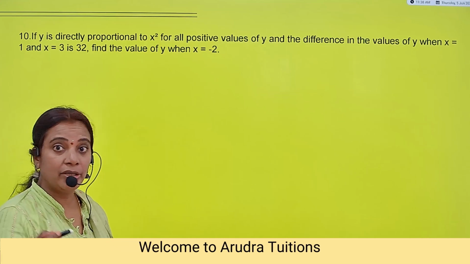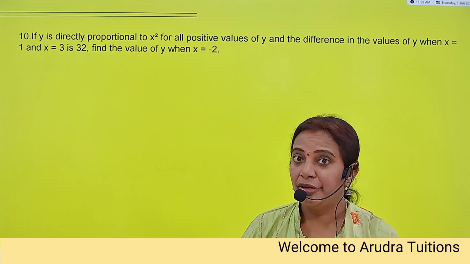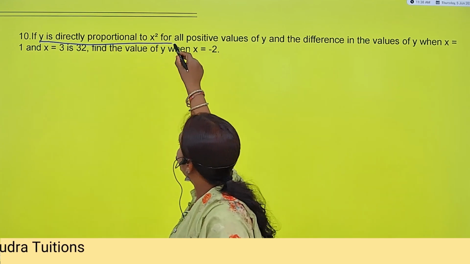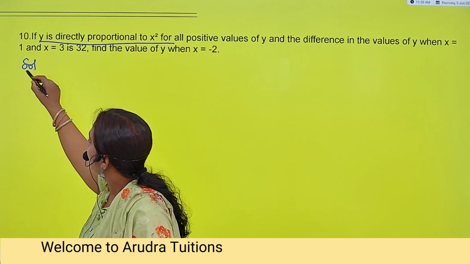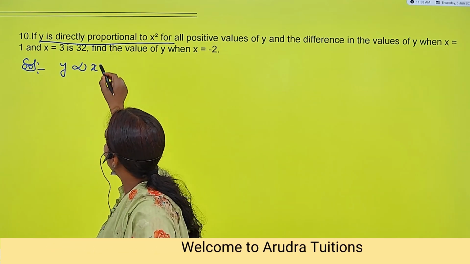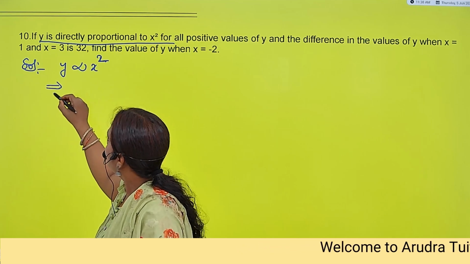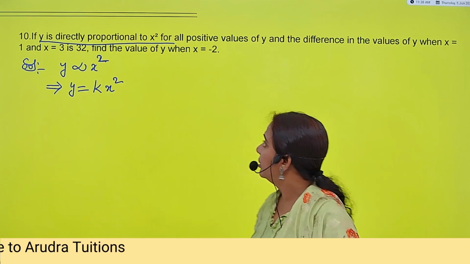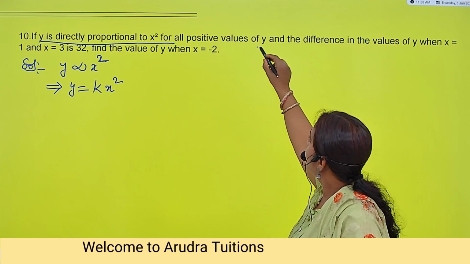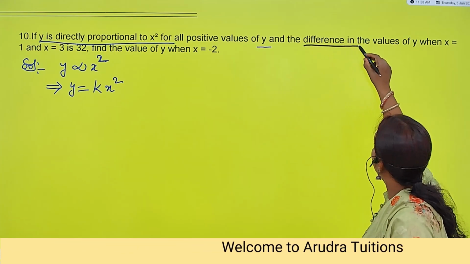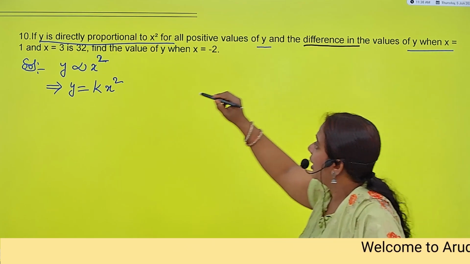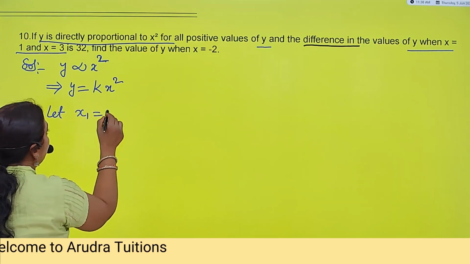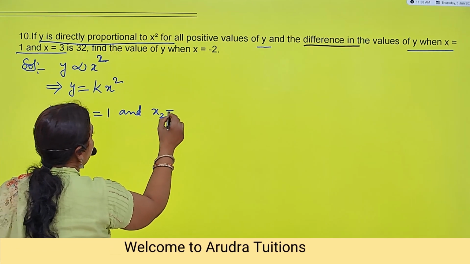10th question. Here you observe what is the difference from one question to another. Here also y is directly proportional to x square. From that we can write, y is directly proportional to x square, and to eliminate the proportionality constant, take the proportionality constant k: y equal to kx square. Then all positive values of y and the difference in the values of y when x equal to 1 and x equal to 3. Let x1 equal to 1 and x2 equal to 3.